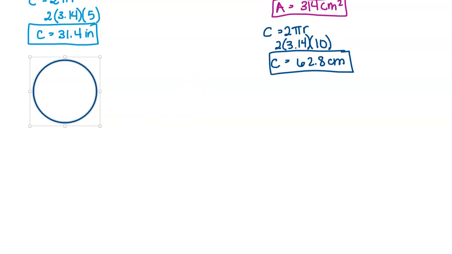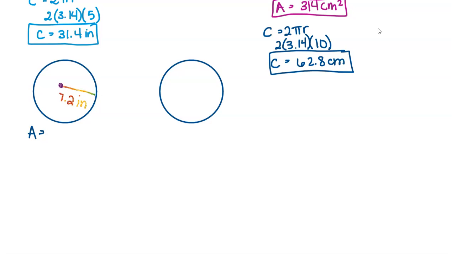Here's one circle, and then I need another circle. Okay, there we go. Now, this circle, that's supposed to be in the middle, sorry, has a radius of 7.2 inches. So we're going to do the same thing. Area equals pi r squared, okay?